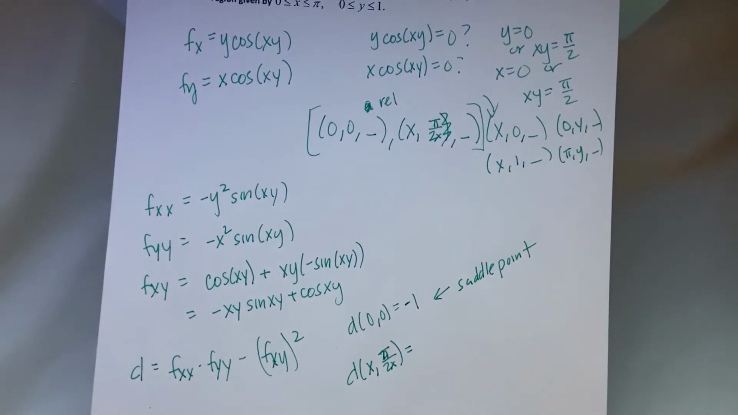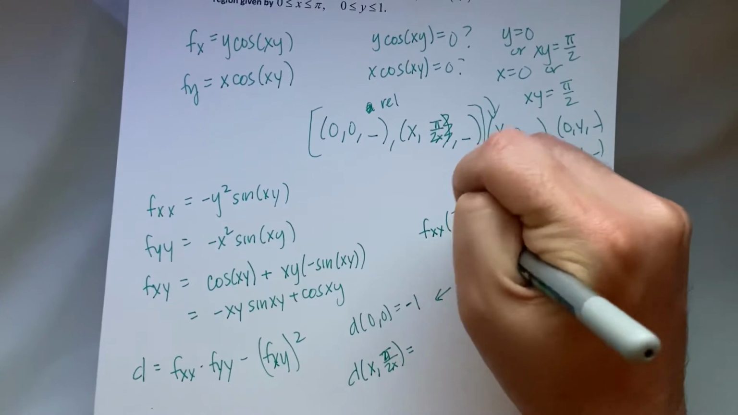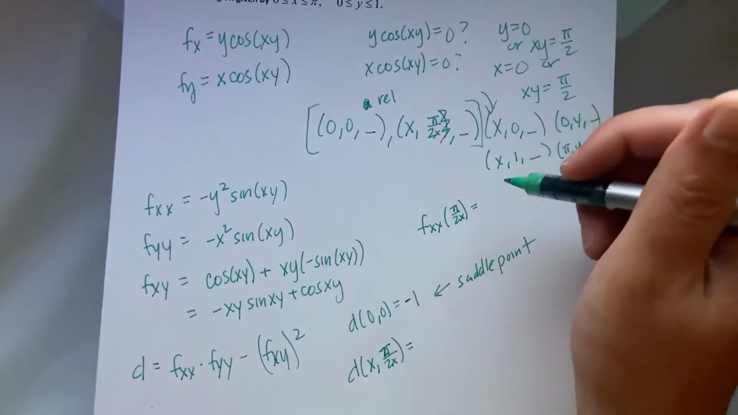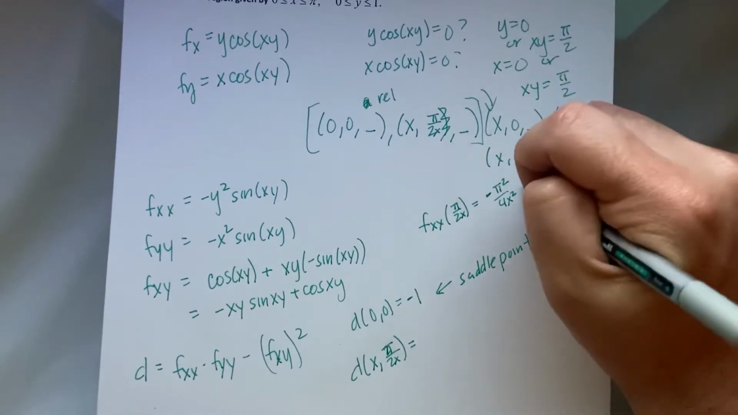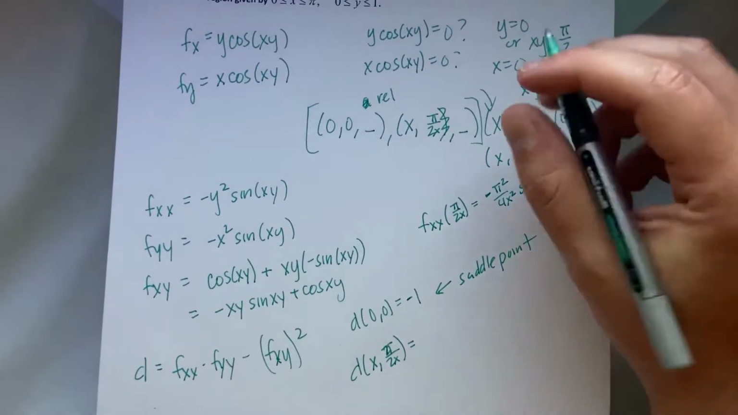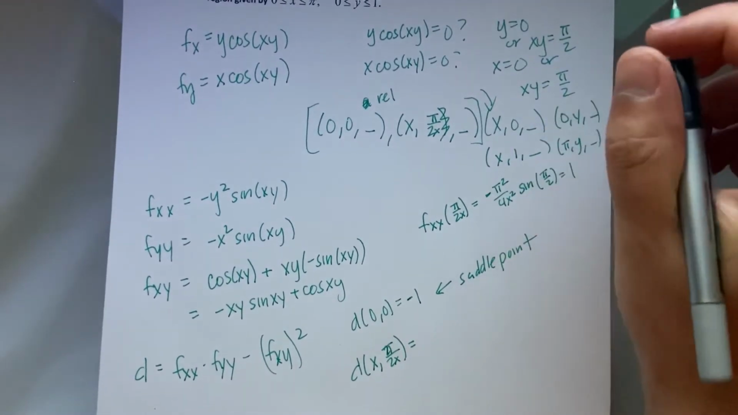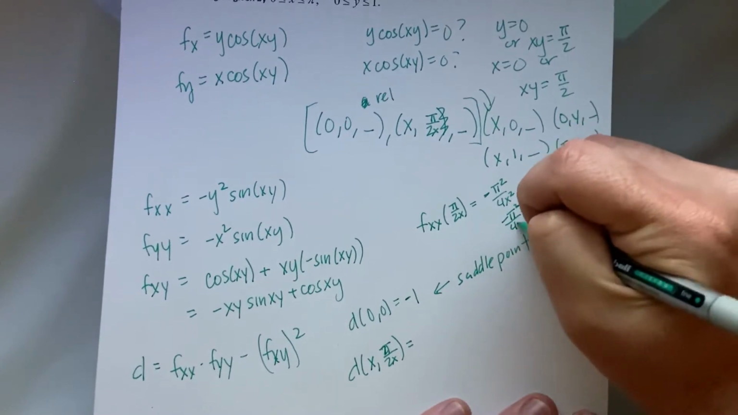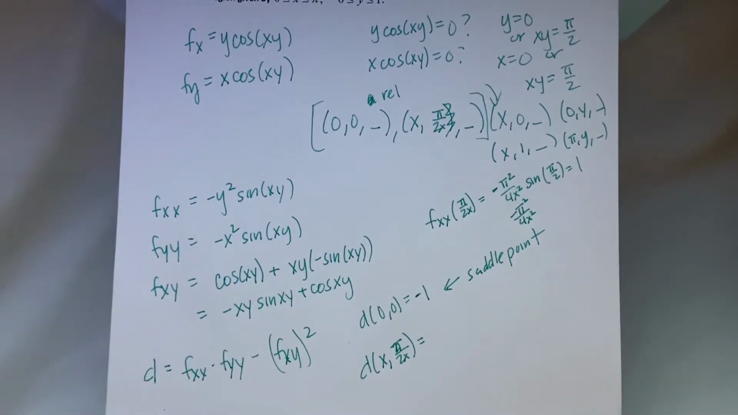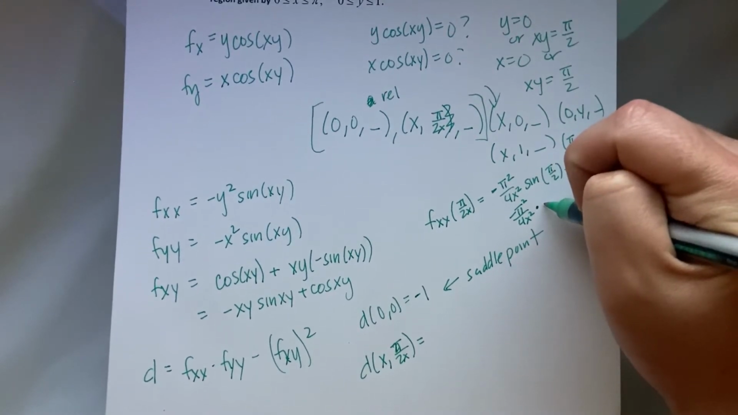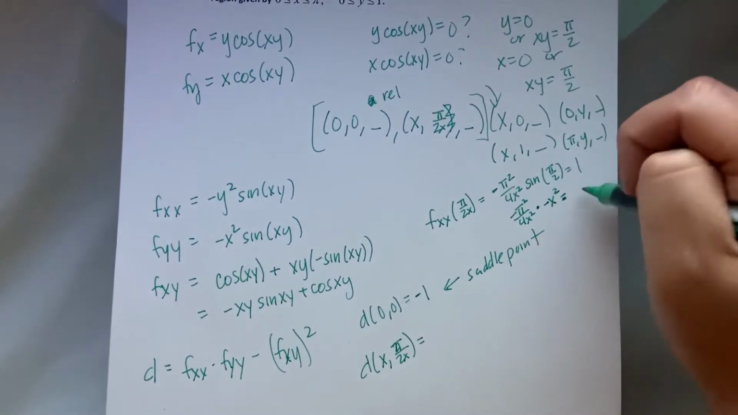If we let y equal pi over 2x, what are we going to get? If we're substituting y as pi over 2x, I'm just going to convert this. This would be negative pi squared over 4x squared times the sine of pi over 2, which is 1, times negative pi squared over 4x squared. So it's just negative pi squared over 4x squared. Fyy is negative x squared times, again, the sine of pi over 2, so that would be just negative x squared. So this whole thing, negative times negative is positive, the x squareds cancel, would be pi squared over 4.